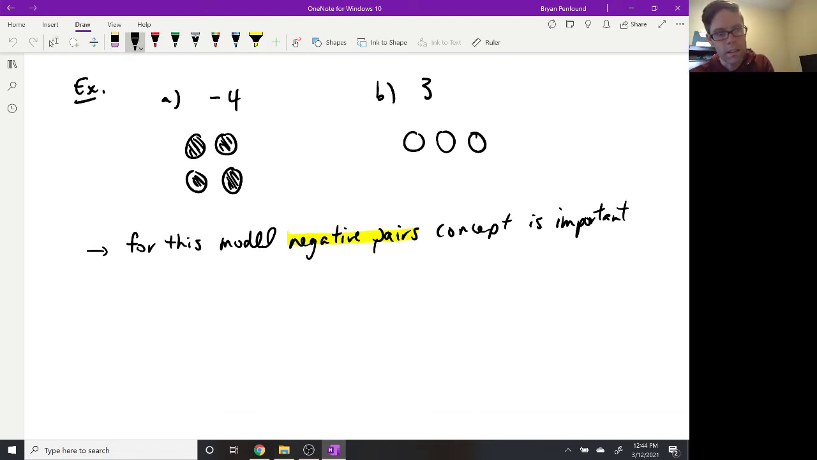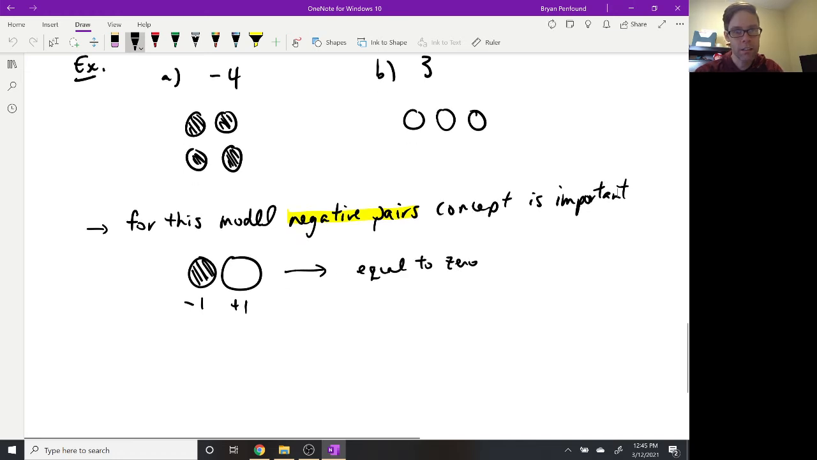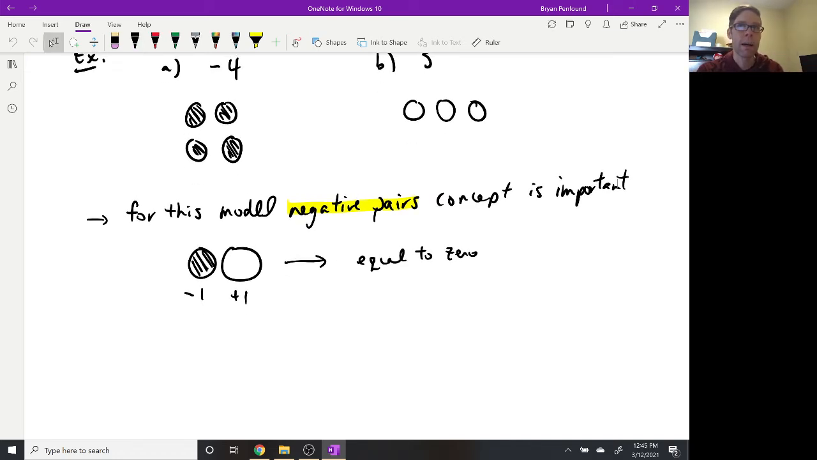I know that 1 plus a -1 is equal to 0. So what does this mean? This means that if I had both a -1 and a +1 beside each other, this is really equal to 0. So in any chip model that I have, I technically could add as many blacks as I wanted to, provided that I also add the same number of white chips. So this is the idea of a zero pair, and it allows us to have many different representations of the same integer.